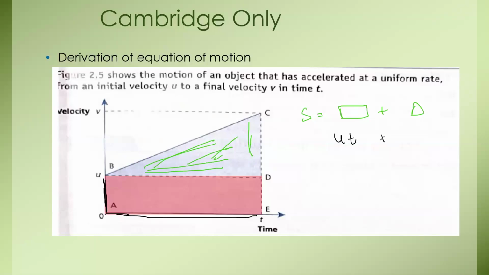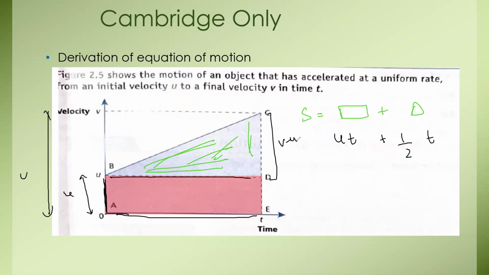What about the triangle? The area of a triangle is half base into height. What about the base? The base is this. And what about the height? If this value is u and this value is v, what will be the height of this triangle? The height of the triangle will be v minus u, because if we subtract u from v, we get the height of the triangle. So the height of the triangle is equal to v minus u. Is it clear up to this point?